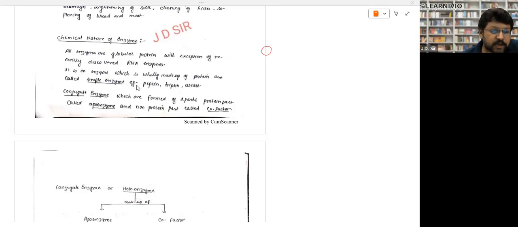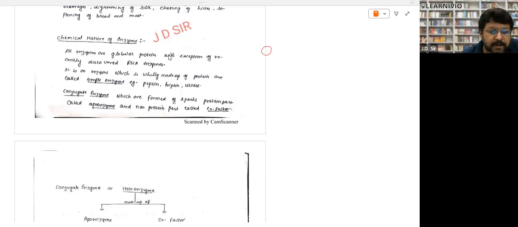Enzymes which are made up only of protein are called simple enzymes, like pepsin, trypsin, and urease. They are 100% protein. Enzymes are of two types: simple enzyme and conjugate enzyme. Let me write it down.